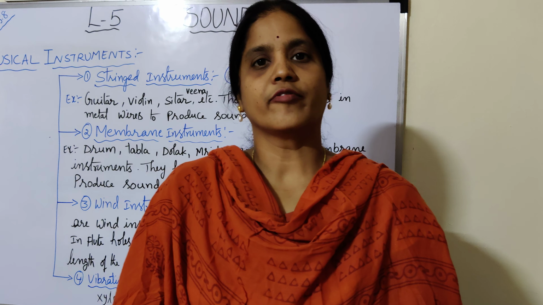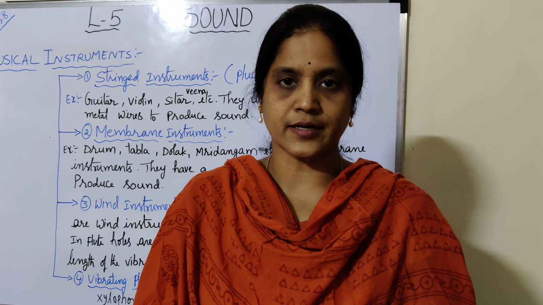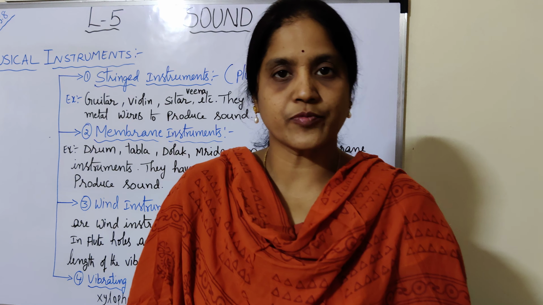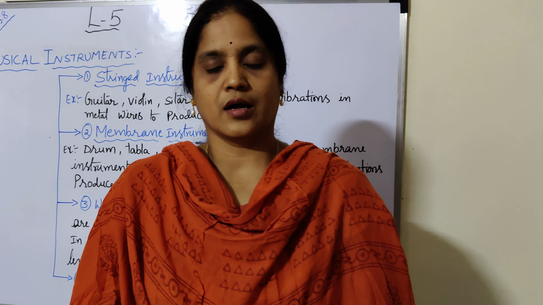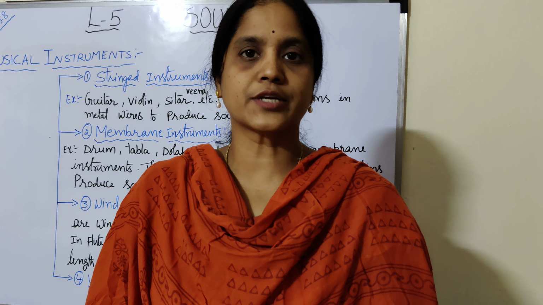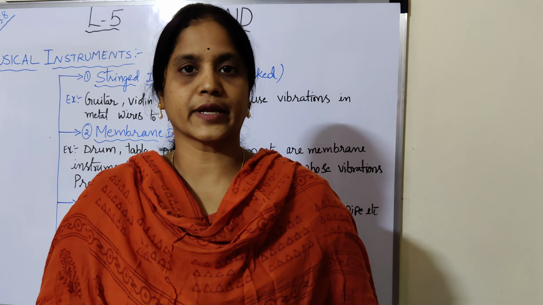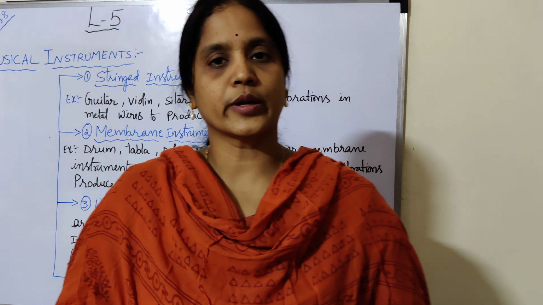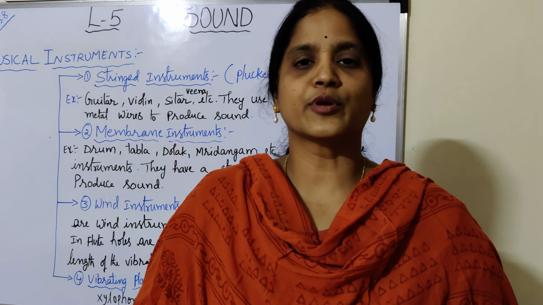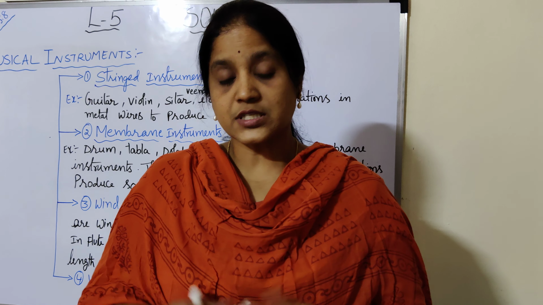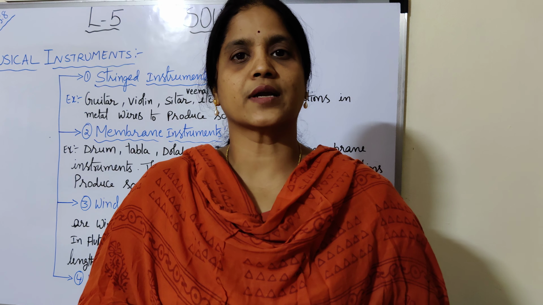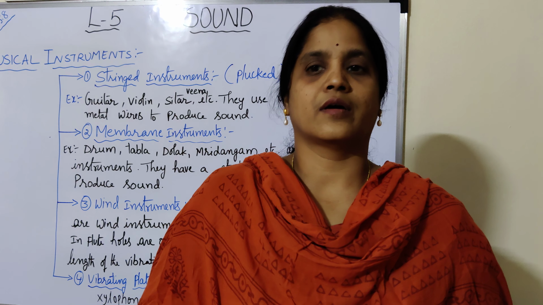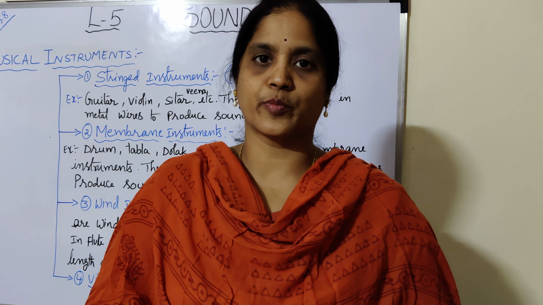In the previous video we discussed that sound has energy. Now in this video we will discuss the different types of musical instruments. Can you give examples of musical instruments, like a flute, guitar, sitar, veena, mridangam, dholak, tabla? All these are musical instruments. The sound produced from all these instruments is not seen. We get different kinds of sounds from different types of musical instruments.